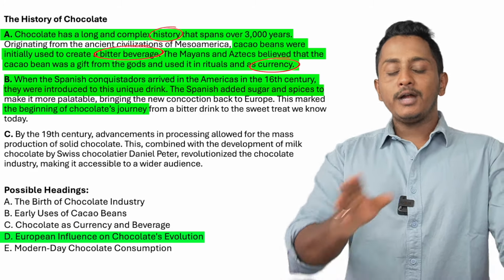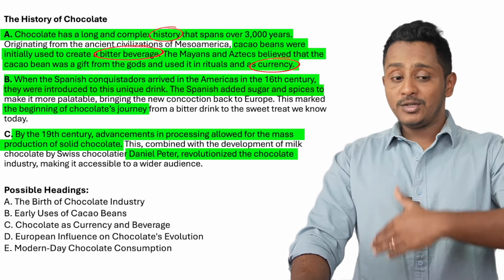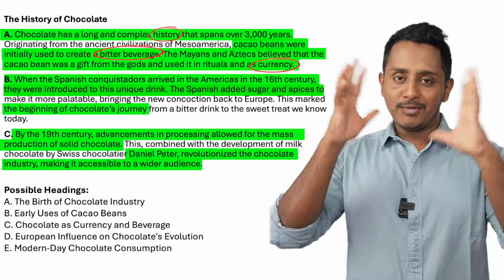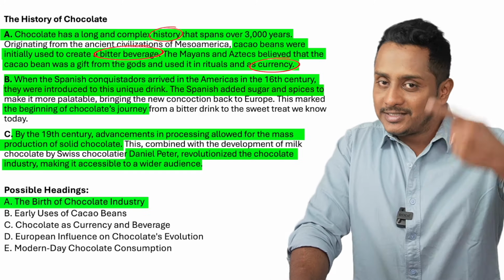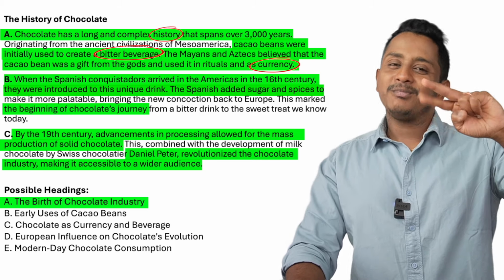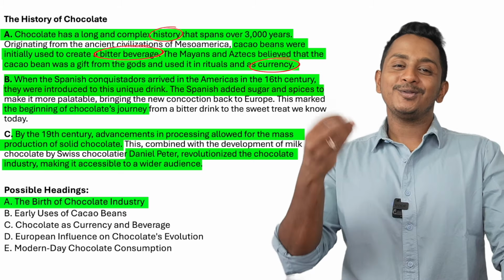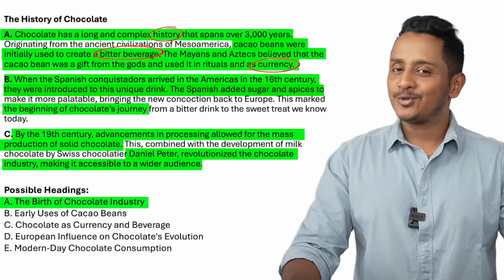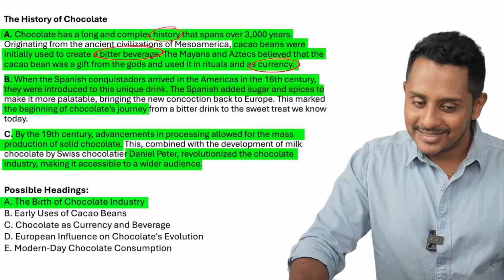The last one, advancements in processing, mass production. Daniel Peter, the last revolution of the chocolate industry. Now it became a big industry. For this, the birth of chocolate industry, A is fitting, and modern day chocolate consumption, E is fitting. But it's not talking about modern day, 19th century, and they're not talking about consuming chocolate, they're about revolutionizing a new chocolate industry. So obviously it should be birth of chocolate industry.